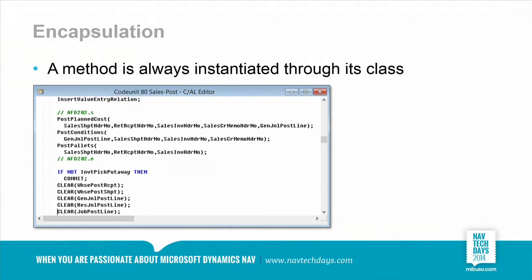We see an example here from code unit 80, where we've added a few functionalities to the sales header: post plan cost, post conditions, post pallets, and these methods are declared on the sales header. They're in a with statement here, so that we don't even need to write sales header dot post plan cost, and that actually saves you from declaring any variables in this code unit 80. You don't need to declare variables because the method is already declared on the agent, which is in the with statement anyway. So as soon as you think you need to declare a code unit variable, there's something wrong in the code.